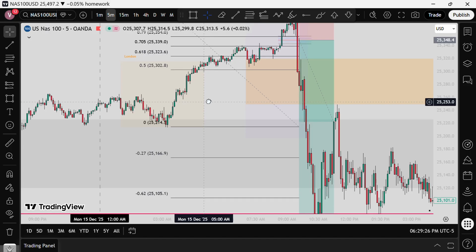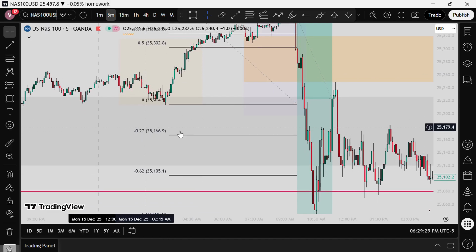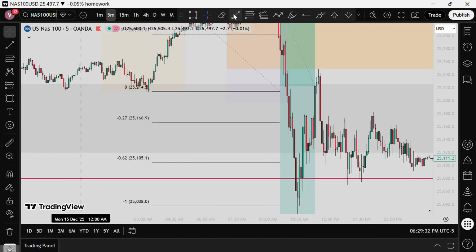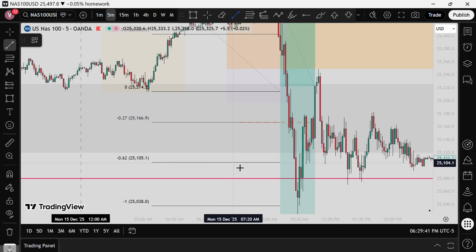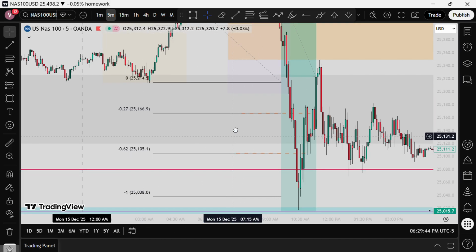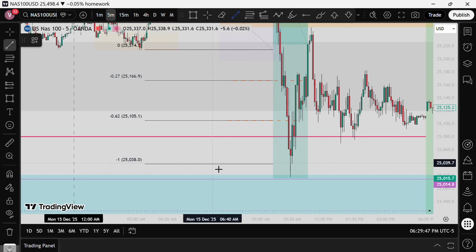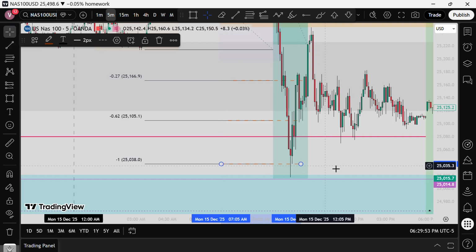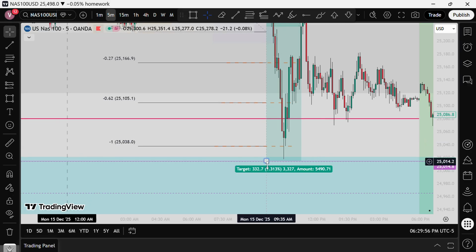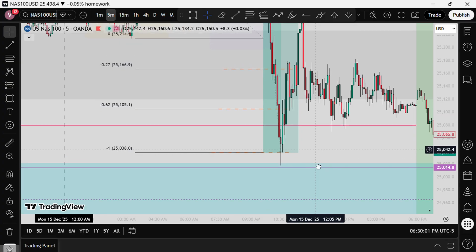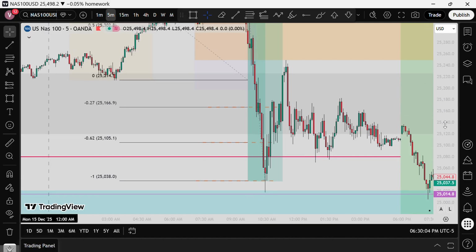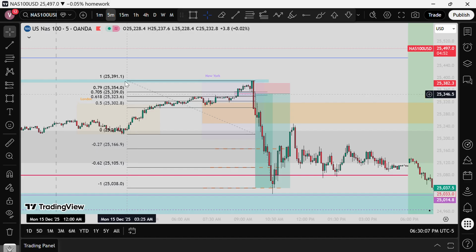Okay. So our first target is going to be 0.27 level, which is here. First target. Second partial is going to be this 0.62 level. And third partial, the time when we take the position entirely, and since it's also near our ultimate drawn liquidity, that would be this -1 level. And that's how you would plan out your trade for the day.